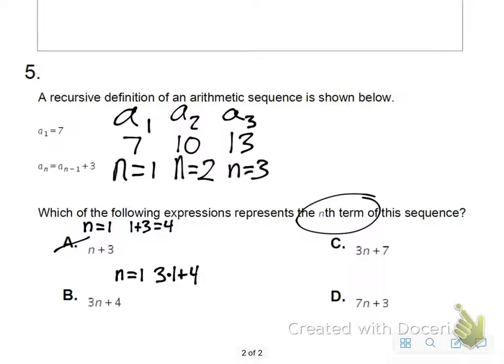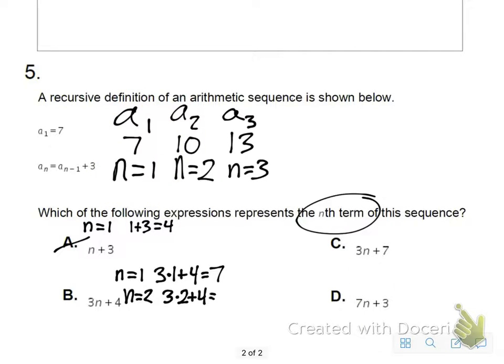In the second one, choice B, when n equals 1, again, you're trying to determine if this expression will give you the various terms in your sequence when you plug in n equals 1, n equals 2, n equals 3. So when n equals 1, you plug it in and you get 3 times 1, which is 3, and 3 plus 4 is 7. That works. The first term of the sequence was 7.